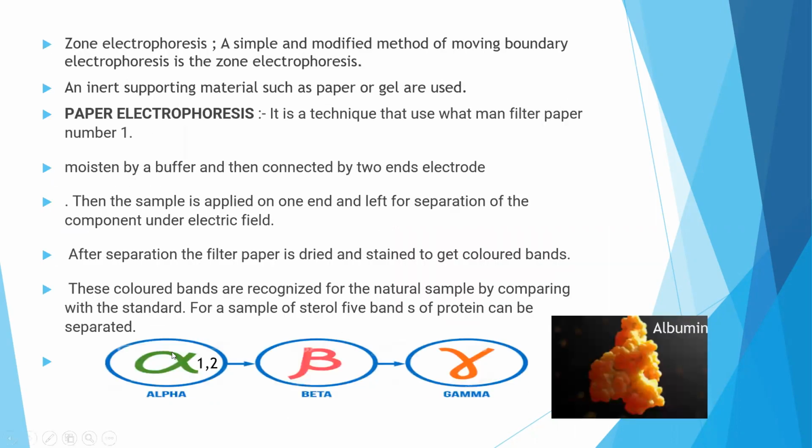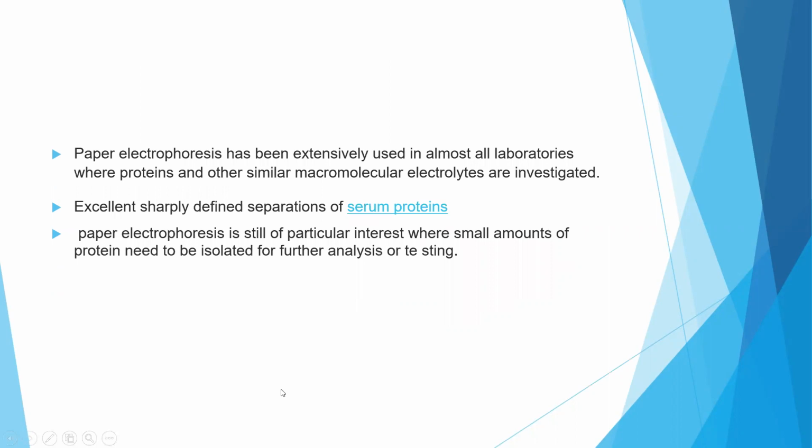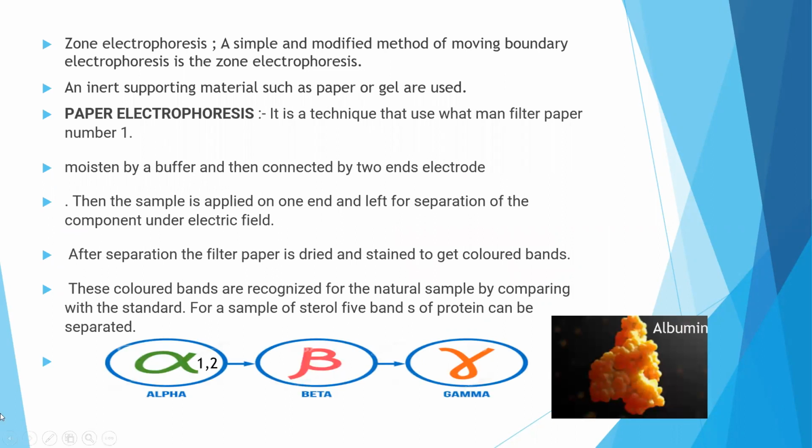These are examples of electrophoresis samples: alpha 1, alpha 2, beta, gamma, and albumin. In total, five samples. Any doubts? This is paper electrophoresis.